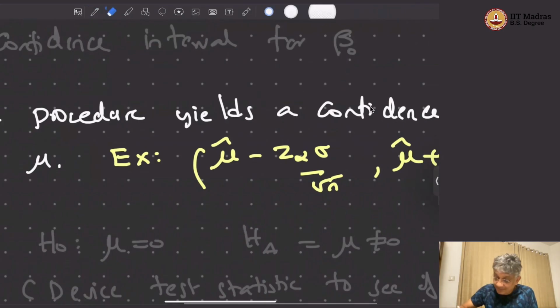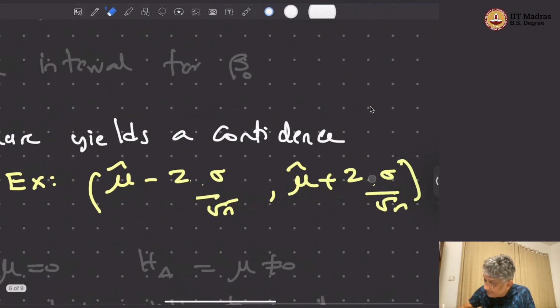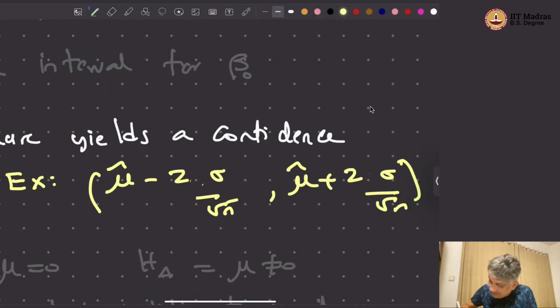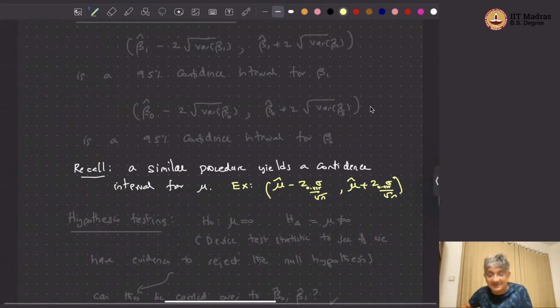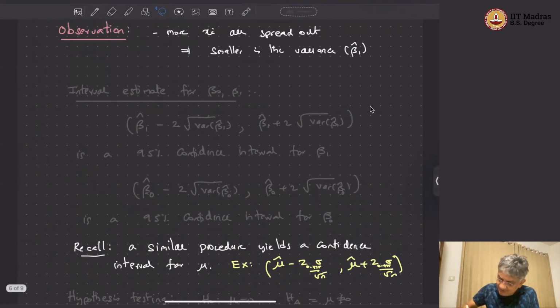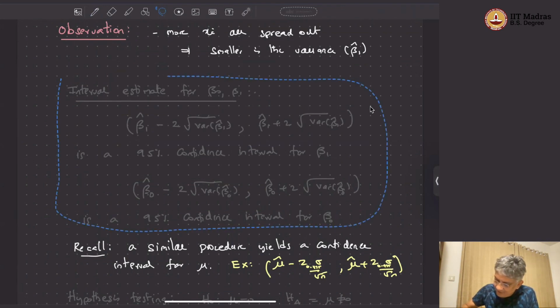So I'll just call it z 0.95, so we know that it's 0.975 if we take this, and this is a 95% confidence interval for mu. This we've done in basic statistics class, right? How to find the interval for mu. Similarly, instead of 1.96, I'll just put a 2, and then you can do the same thing.